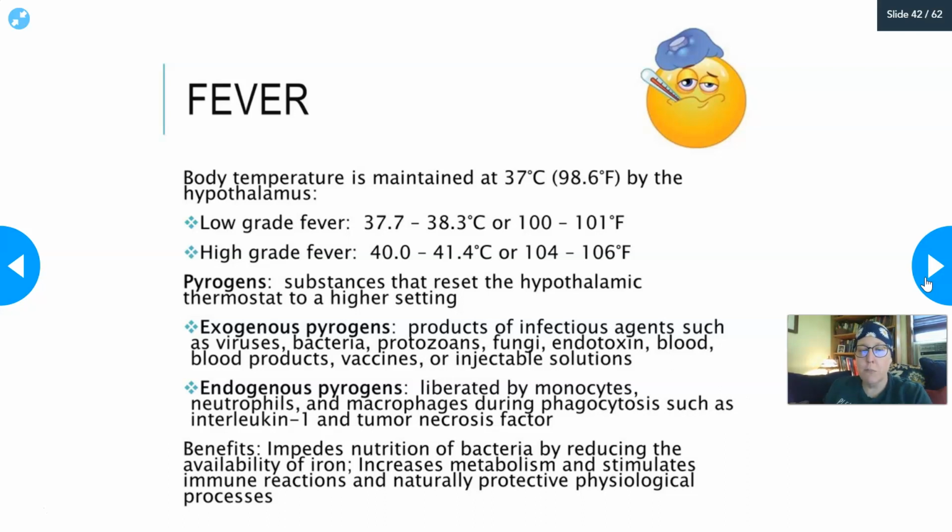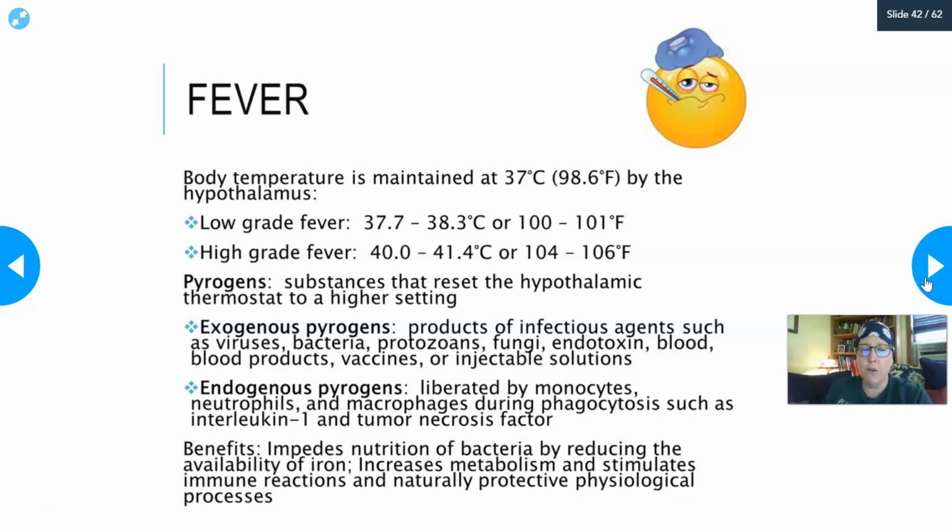Endogenous pyrogens are chemicals that are liberated or released by monocytes, neutrophils, and macrophages, so they come directly from your immune system while those cells are doing phagocytosis. They are molecules such as interleukin-1 and tumor necrosis factors. So if these are released, you'll be running fever.